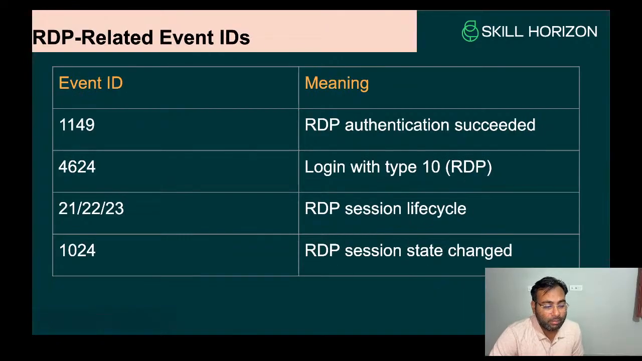Then some RDP related event IDs. Basically, RDPs are quite suspicious, because if someone is logging into your account through RDP, maybe they got the credentials. Some event IDs specifically for RDP: 1149, which is RDP authentication succeeded. Then 4624 with logon type 10. You know 4624 is for successful login, but logon type 10 indicates the remote login. Then 21, 22, 23, which is the RDP session life cycle, and 1024, which is RDP session state changed.